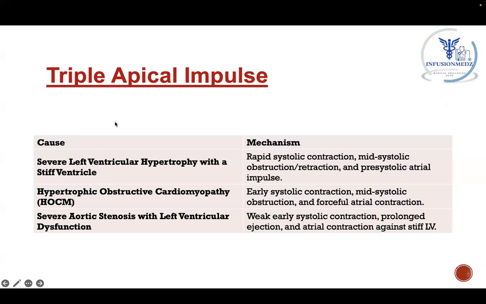So similarly, we can also see triple apical impulse. Triple apical impulse means that there are three apical impulses felt during the palpation, and in this, two are during systolic and one is during diastolic. So it is most commonly seen in hypertrophic obstructive cardiomyopathy.